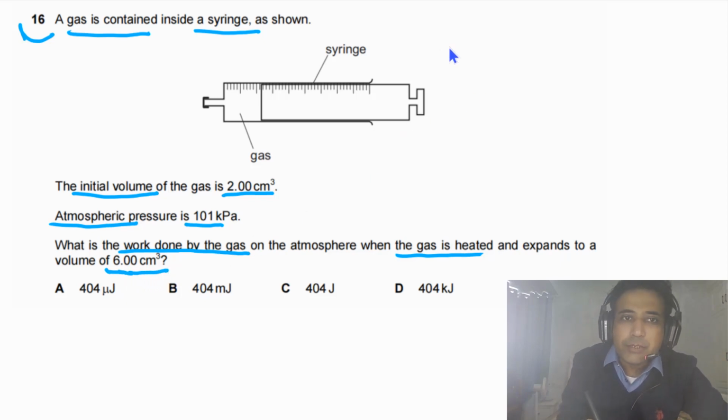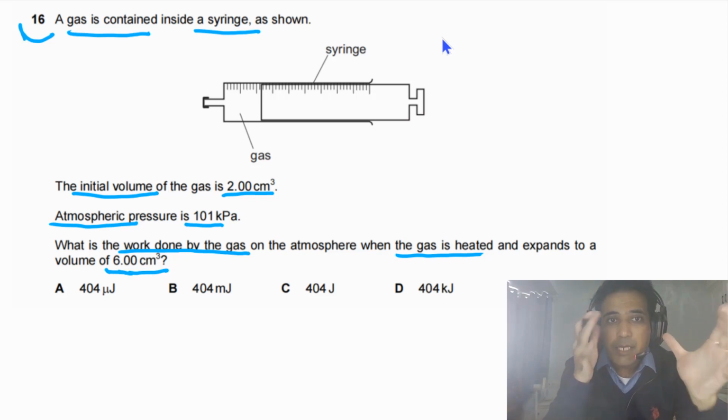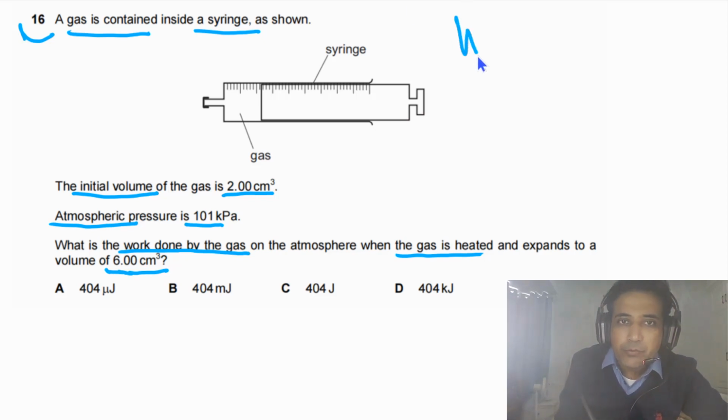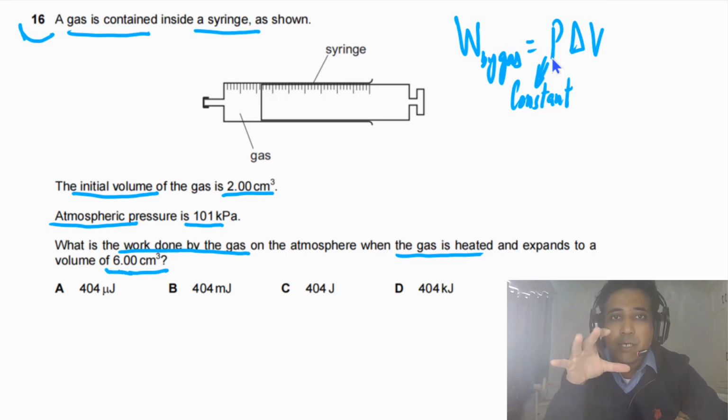So very basic question. In this case, gas is expanding, so it simply means that work is done by gas. So simply we can write down work done by gas, this is equal to P times delta V, and this formula you can only use if P is constant. So this quantity has to be constant, then you can use this formula. If P is not constant, you cannot use work done is equal to P times delta V.